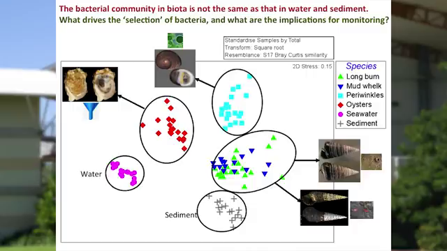Oysters also have their own unique microbial makeup, and even though they sit in the water and filter water, they have a different microbial community than what's present in the water column around them. And similarly for 2 other shellfish species, mangrove snails that live on stems and roots of mangroves, and also mudwhelks and longbums that live and feed in mangrove sediment, also have their own distinct microbial populations.